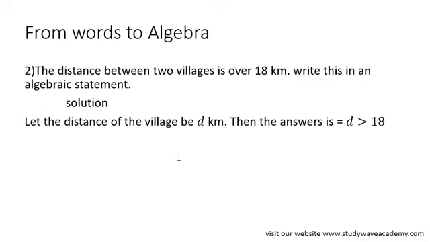We have another example here. The distance between two villages is over 18 kilometers. Write this in an algebraic statement. Let's say the distance is D, in kilometers, and they said it's over 18 kilometers. That means the distance is more than 18 kilometers, right? So our answer is D is greater than 18, because over 18 kilometers means more than 18 kilometers. Okay, I hope we understood this.